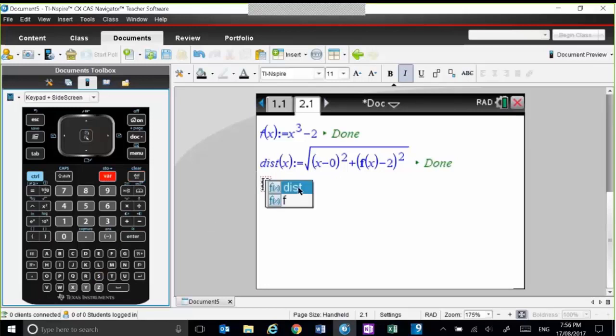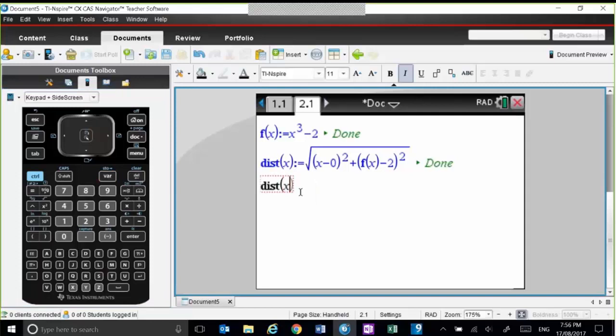As you can see, there's the variable distance as a function of x. We just type that in. If I press that, it actually gives us the function. Now what we need to do is differentiate that.